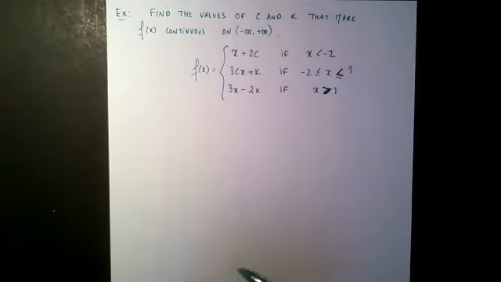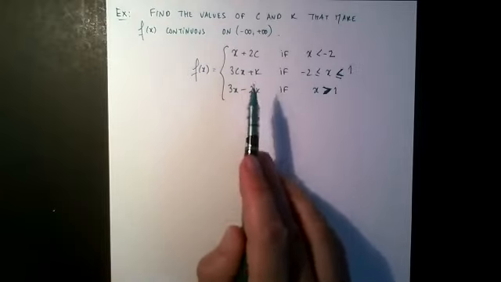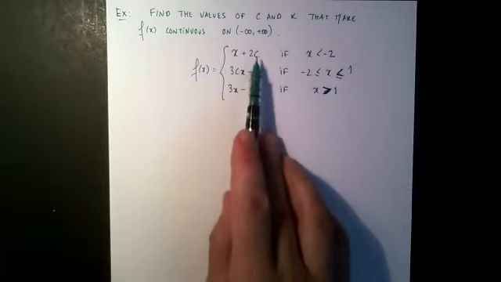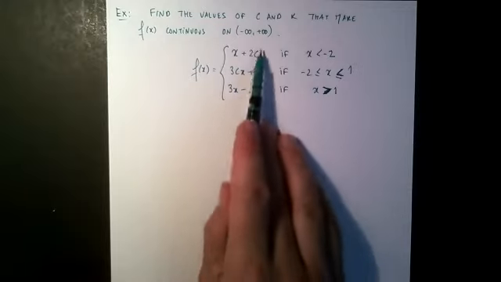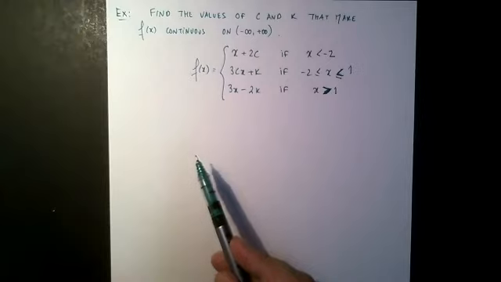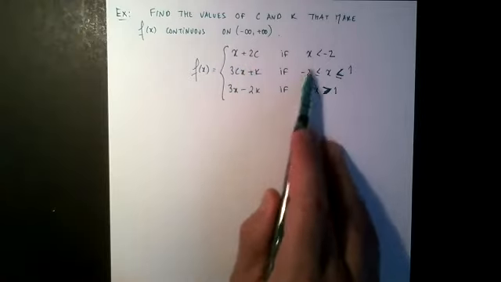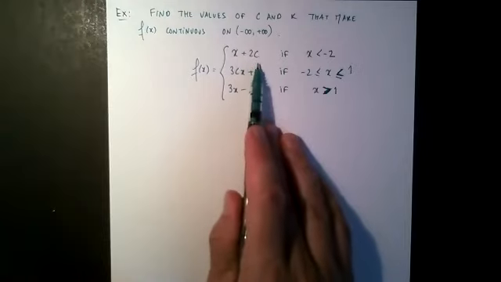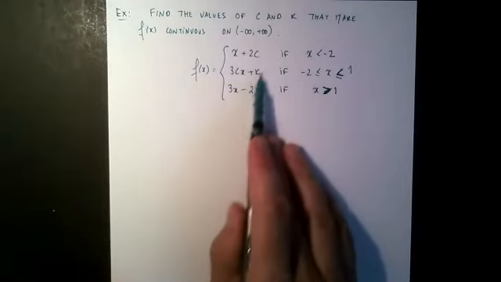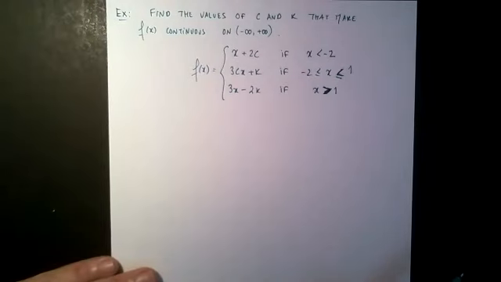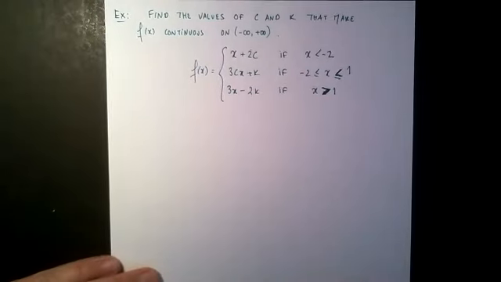I want it to be continuous everywhere. In other words, I need to find C and K, these are called parameters, that would make this function continuous. I want it to connect correctly at -2, so these two have to connect nicely. And at 1 also, these two have to connect nicely. Do you understand the question?